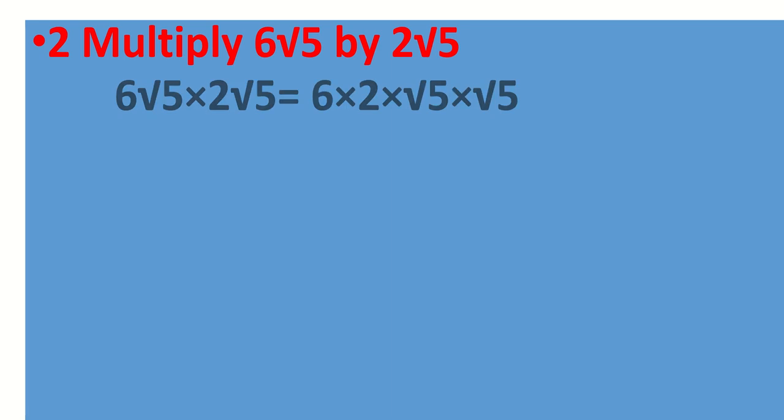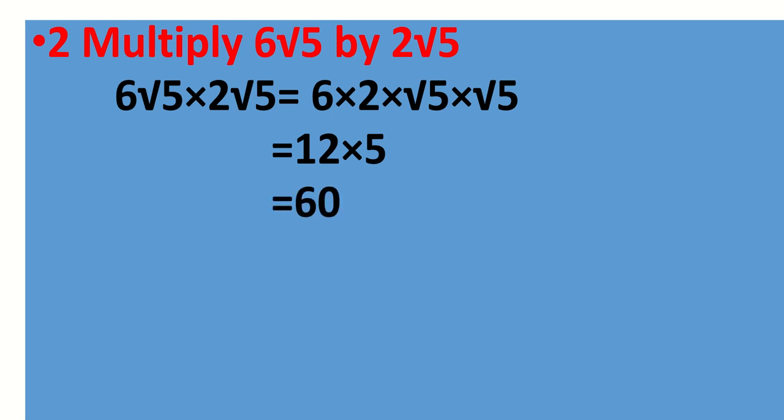Multiply 6 root 5 by 2 root 5. 6 root 5 into 2 root 5. Here the root 5s we keep together. So 6 into 2 into root 5 into root 5. We have 12 into root 5 into root 5, which is root 25. The value of root 25 is 5. So by multiplying you will get 60 as the answer.